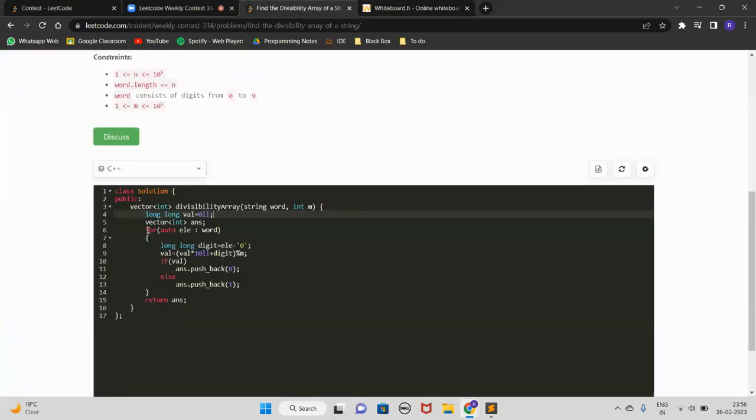We'll do long val equal to 0LL, initializing it to 0. Then we'll also make a vector of int, answer, which we would return later on. Now we'll be iterating over the word character by character, and every time we will find the digit at that position. We find the digit by subtracting the ASCII code of 0. That way we have found the digit. Now val is equal to (val into 10LL plus digit) mod m.